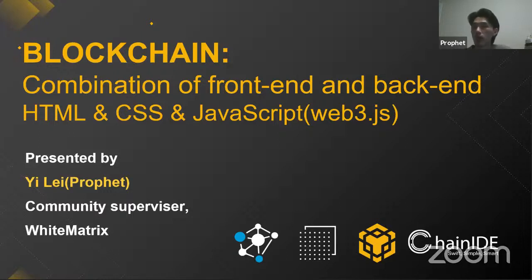So we will use some technologies like these. The first is HTML, and the second is CSS, which is another format in HTML. And the third is JavaScript, a scripting language to interact with the EVM, the blockchain infrastructure. Okay.